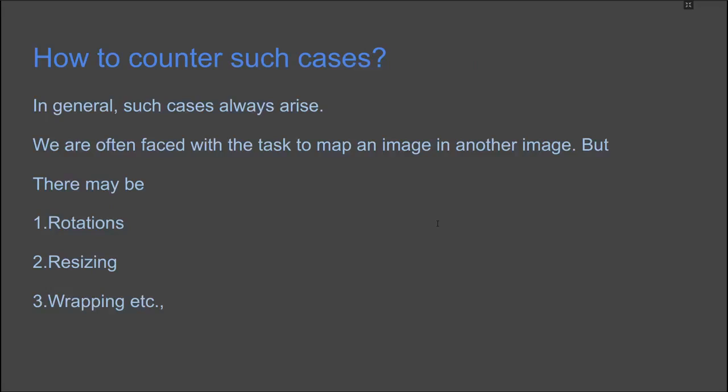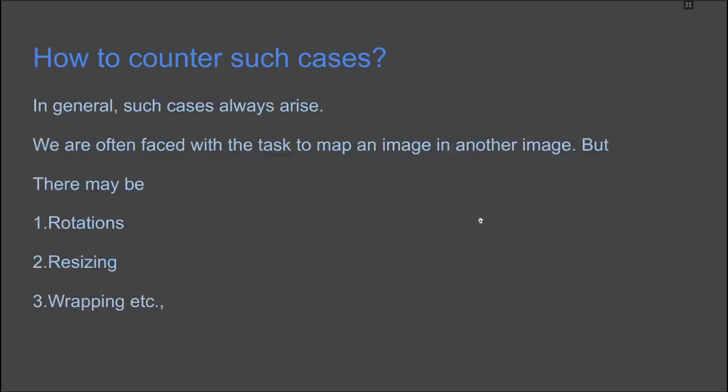First, let us check what different cases might arise so that an image in one might not be mapped to the other. Let us look at them: rotations, resizing, warping. It might be that the given image is present in a rotated fashion, or it might be present at a different scale, or it might be warped.